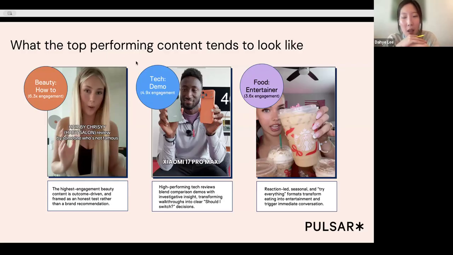Whereas for tech, you guys might be familiar, demo content is really growing in popularity, especially side-by-side comparison. Creators are sharing their experience, for instance, iPhone Air after 3 months, iPhone Air after 6 months, showing how something actually works in their routine or work life over time. And that's what turns it into a real decision-making moment for the audiences.